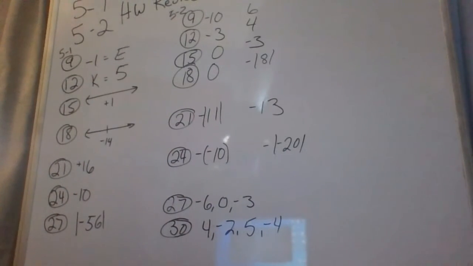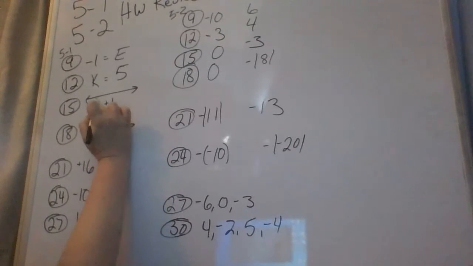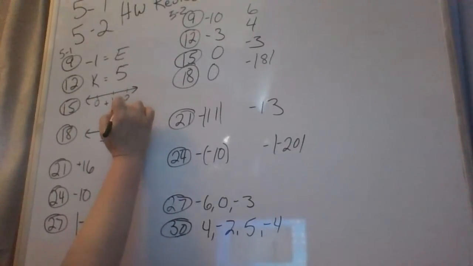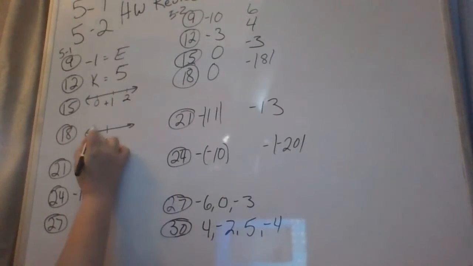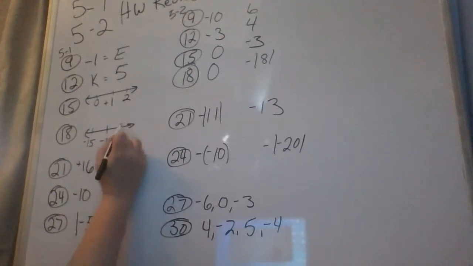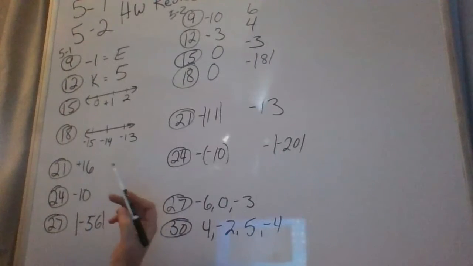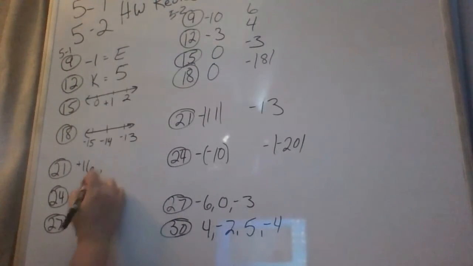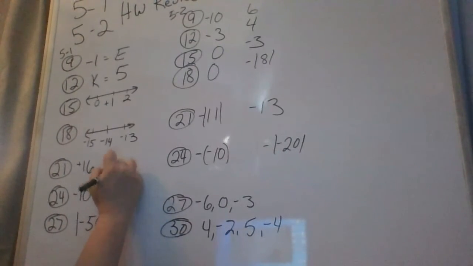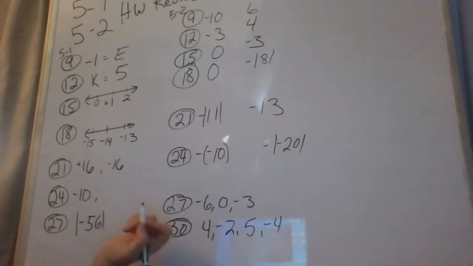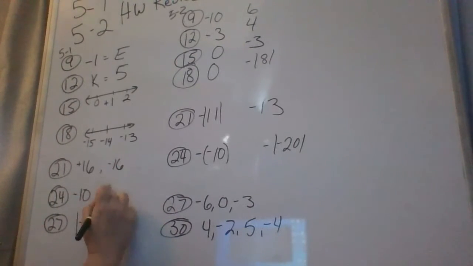With numbers 15 and 18, you're supposed to tell me what is the integer that's one smaller and one greater than the numbers we are given. So with 1, 0 would be smaller and 2 would be bigger. With -14, -15 is smaller, -13 is bigger. 21 and 24, you're supposed to say the opposite. So the opposite of +16 is -16. The opposite of -10 is +10.